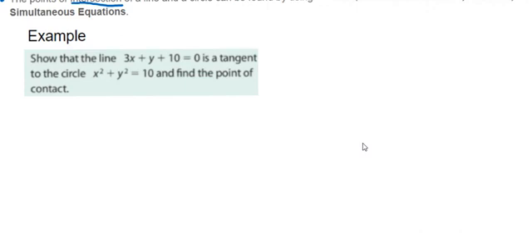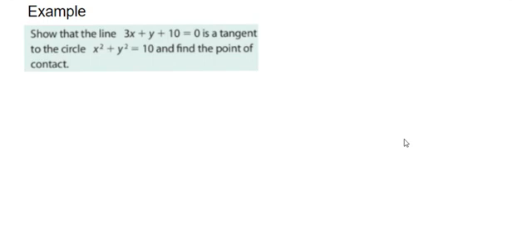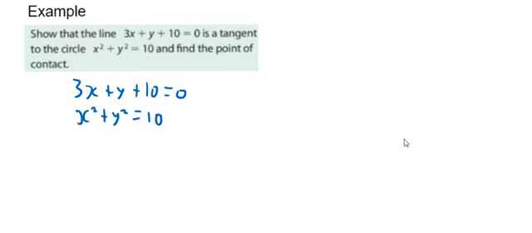So, show that the line 3x plus y plus 10 equals 0 is a tangent to the circle x squared plus y squared equals 10, and find the point of contact. So really all we're going to do anyway is simultaneous equations. So 3x plus y plus 10 equals 0, x squared plus y squared equals 10.